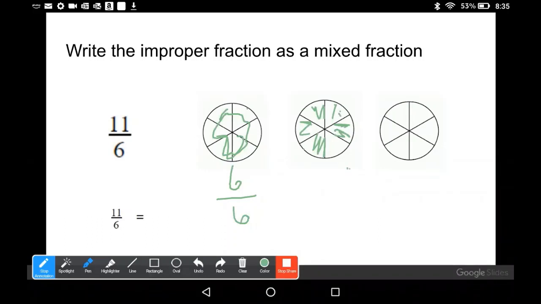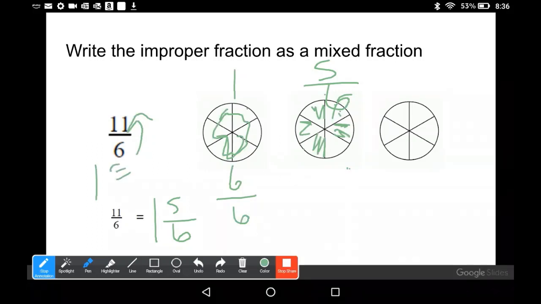So 11/6 is the same as 1 5/6. So 11/6 is 1 5/6. Now, do you need to draw a picture every time? No, but it's something to think about in your head. You could also look and see 6 goes into 11 one time with 5 left over. 5 out of 6 left over. Okay, a couple of different ways to think about it. Okay, let's do another example. Let's look at that again.